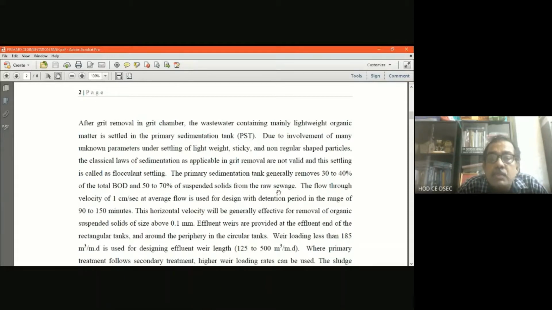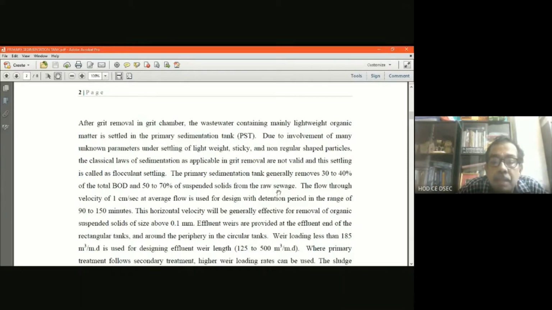Now this wastewater, containing mainly lightweight matter, is settled in the primary sedimentation tank. So the heavy grit-like particles we will not consider here. The main focus of the treatment in this primary sedimentation tank is the settlement of the lightweight organic matter, which is settled in this sedimentation tank.